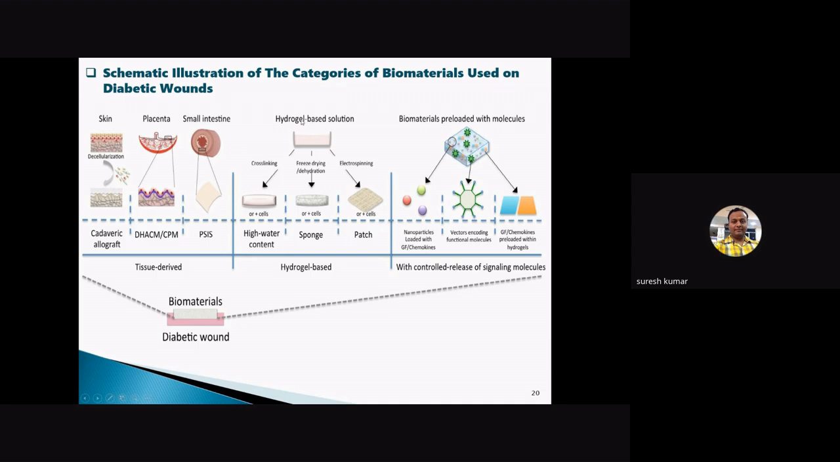In our lab, we use hydrogel-based solutions, where the materials are cross-linked to increase the efficiency or mechanical strength of the proposed material, along with freeze drying, dehydration, and electrospinning. These are the approaches we use. At the end of the day, we use spongy substances or patch substances that can be incorporated with cells or without cells. This is one approach. Sometimes we also use nanoparticle-based drug delivery, or recombinant vector-based encoded functional molecules, or growth factors and chemokines preloaded in hydrogel for the controlled release of signaling molecules. So these are the three different approaches used for the biomaterial-based treatment of diabetic wounds.